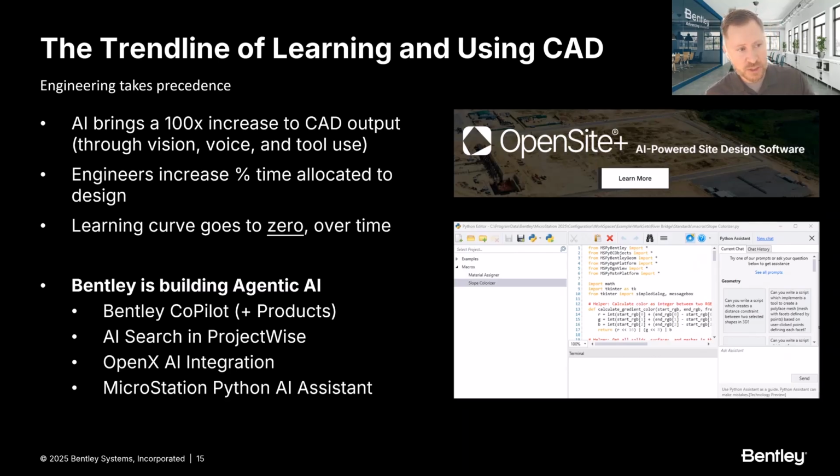I want to talk just for a minute about where this trend line is going. AI brings an immense increase to the output of a CAD user, especially when you think about those agentic capabilities. A good example is how often someone has messaged you on Teams and said, hey, could you help me with something? Do you have a few minutes? It's usually how it starts.